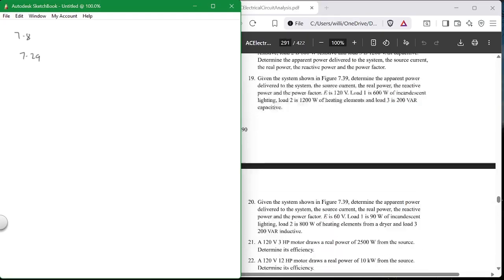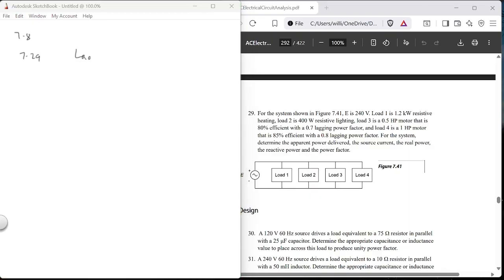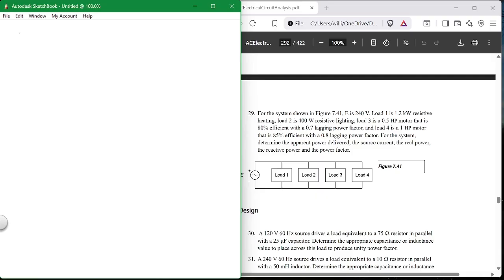So basically 29 is, okay, this is the stacking of the various triangles to get one master triangle, to get one big triangle. So here basically you have 4 loads. Load 1 is 1.2 kilowatt resistive loading. So basically load 1 is power factor looks like that. 1.2 kilowatts.